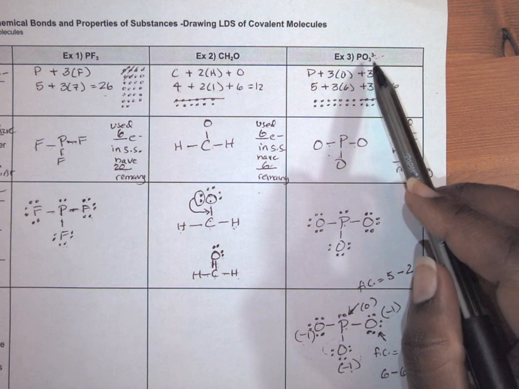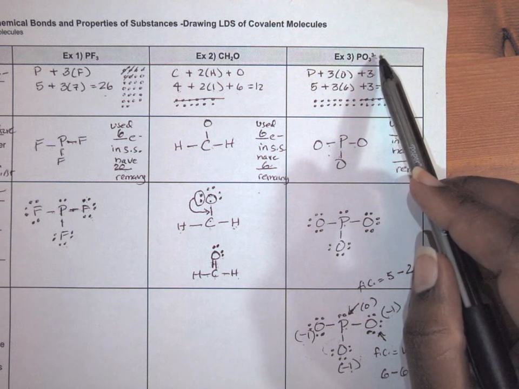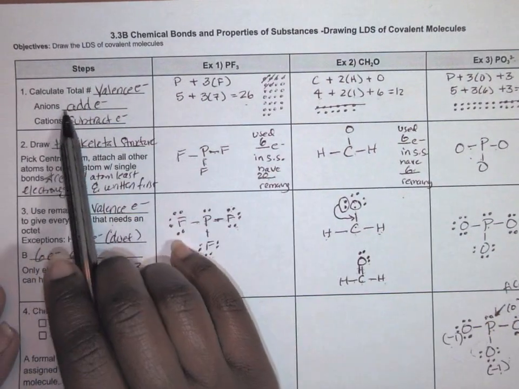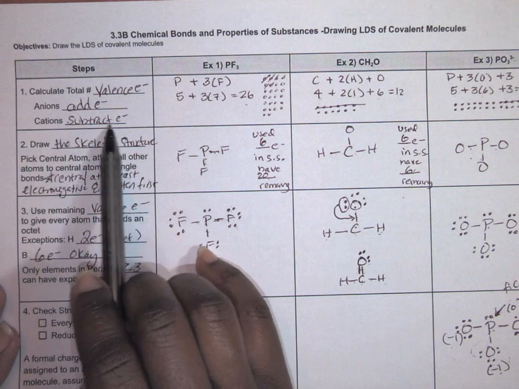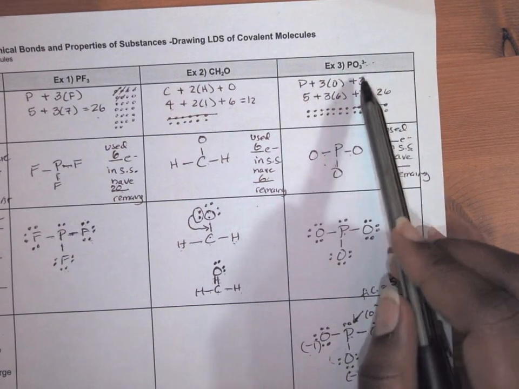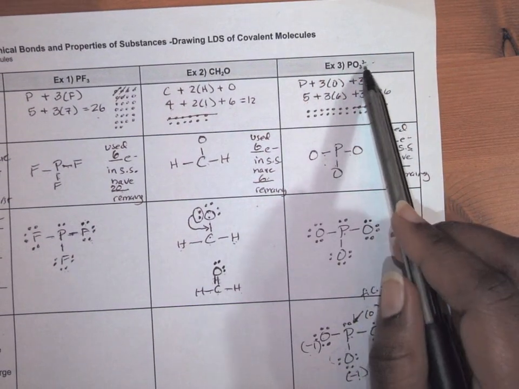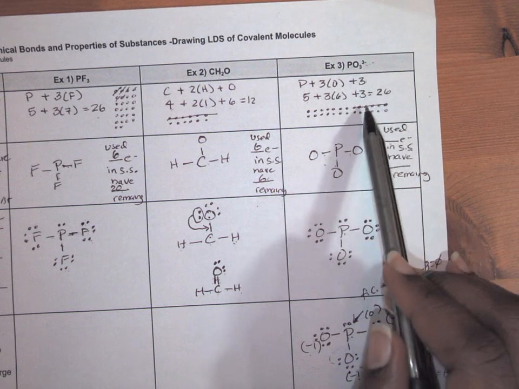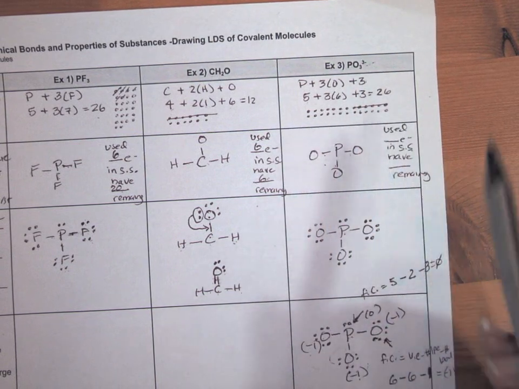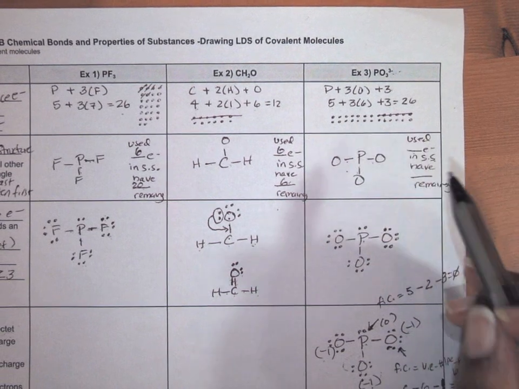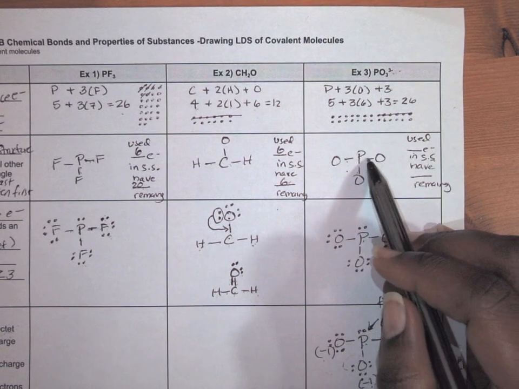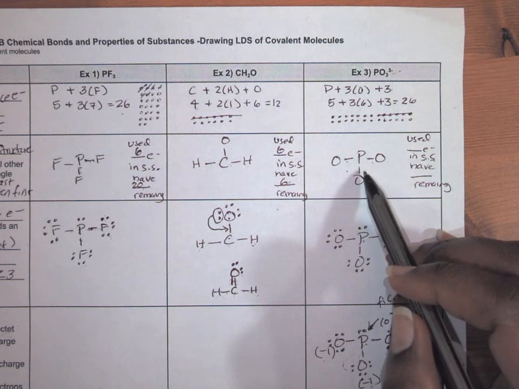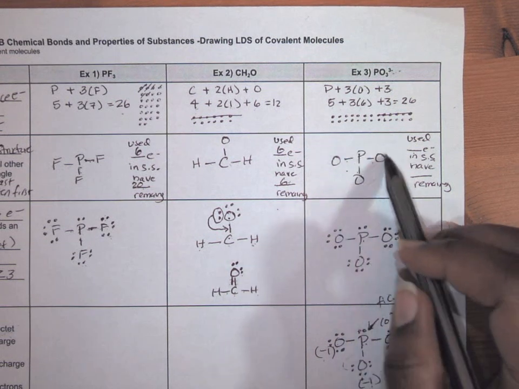Whenever you have a charge, an ion, whether it's a cation or anion, you have to consider whether you're adding or subtracting. If it's an anion, you're going to add that number of electrons. If it's a cation, you're going to subtract that number of electrons. So for anions, when you have a negative charge, you add that number of electrons. So this has a total of 26 electrons. Now we can draw our skeletal structure. Phosphorus is less electronegative than oxygen, so that's going to go in the center, and we draw all the oxygens attached to that phosphorus with single bonds to make our skeletal structure.